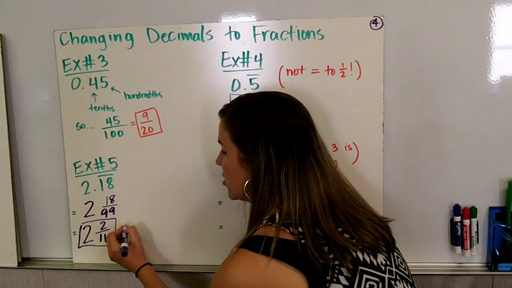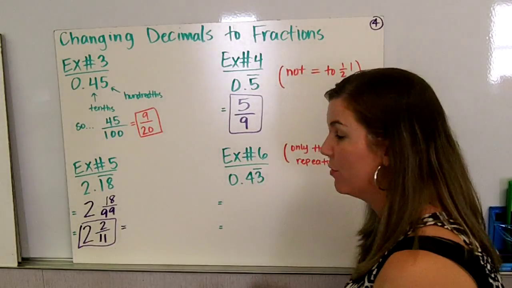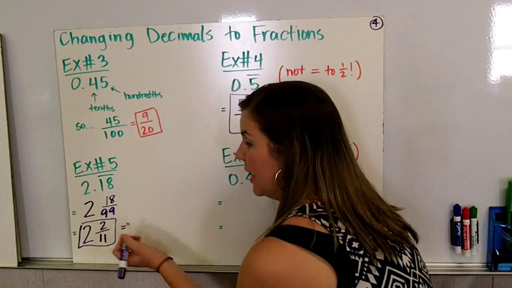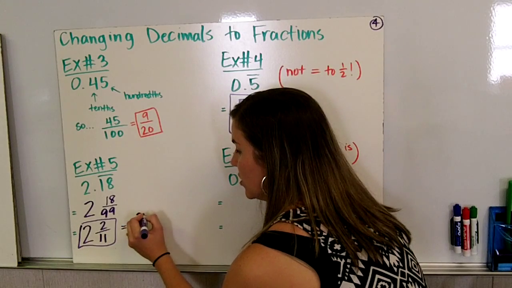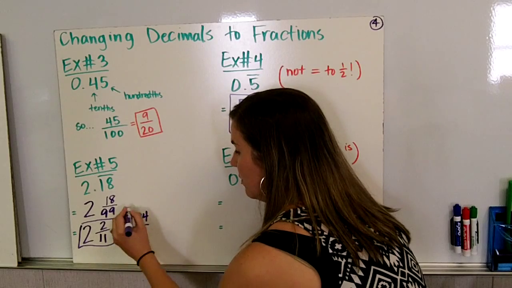Or you could even change it from a mixed number to an improper fraction. 11 times 2 is 22. Add the numerator, so that gives you 22 plus 2 is 24 over 11.